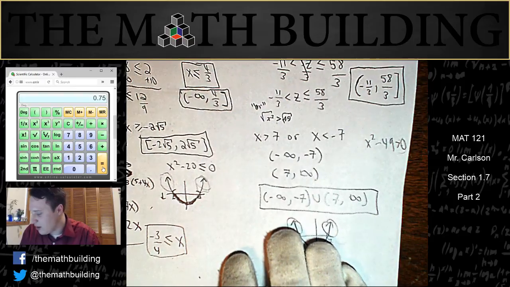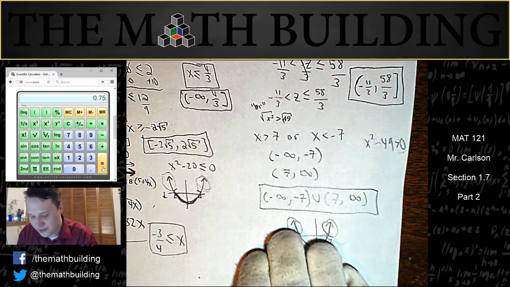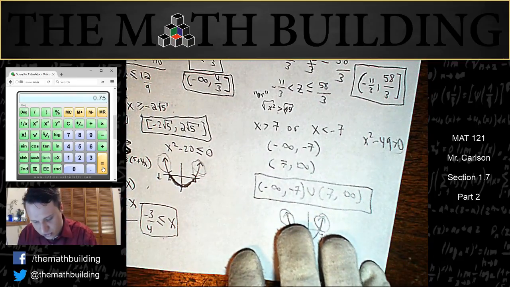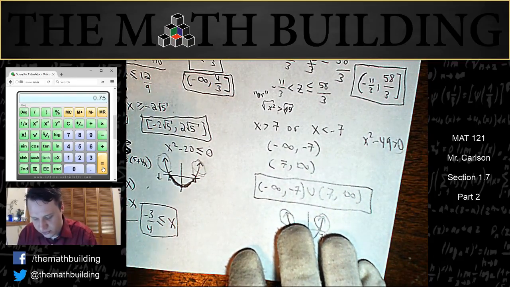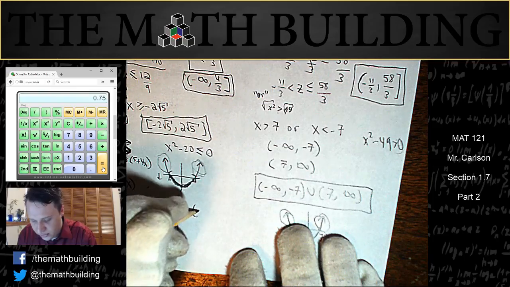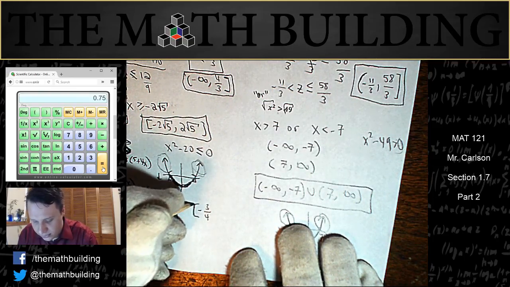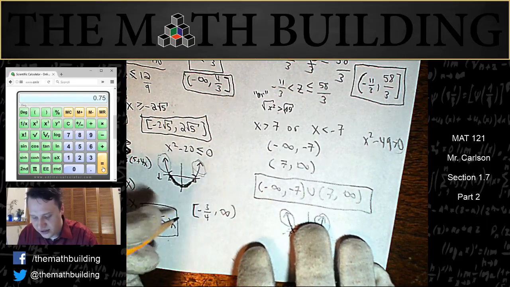Sorry, the reason I paused is because I did that wrong on my notes. So now we need to be careful here. Let's write this in interval notation. X is bigger than negative 3/4 and equal to, so this should be a bracket, not a parenthesis. So we go all the way up to infinity.